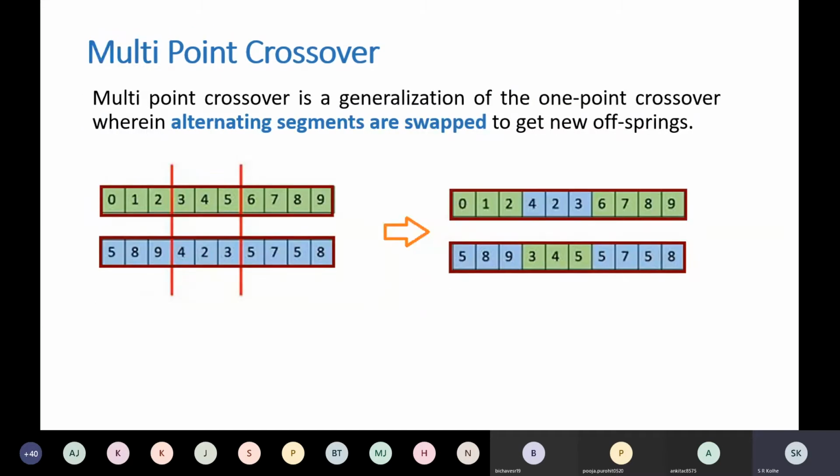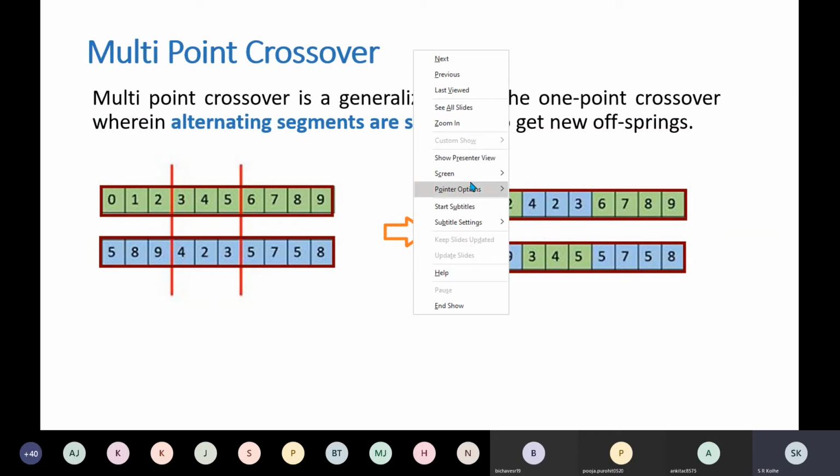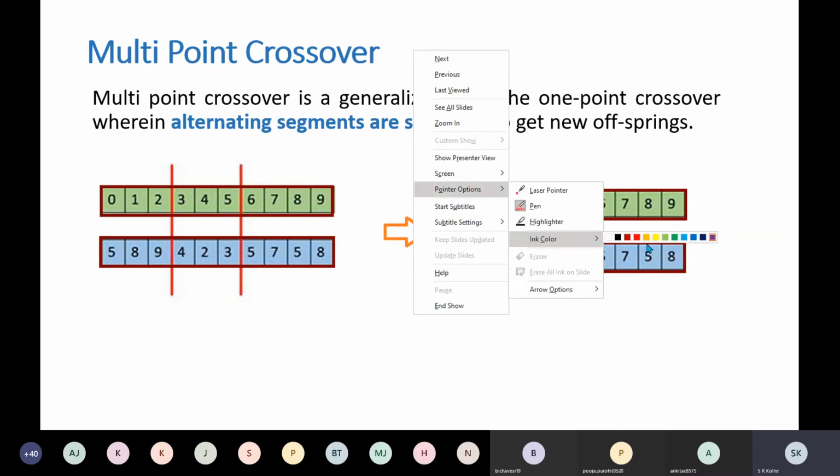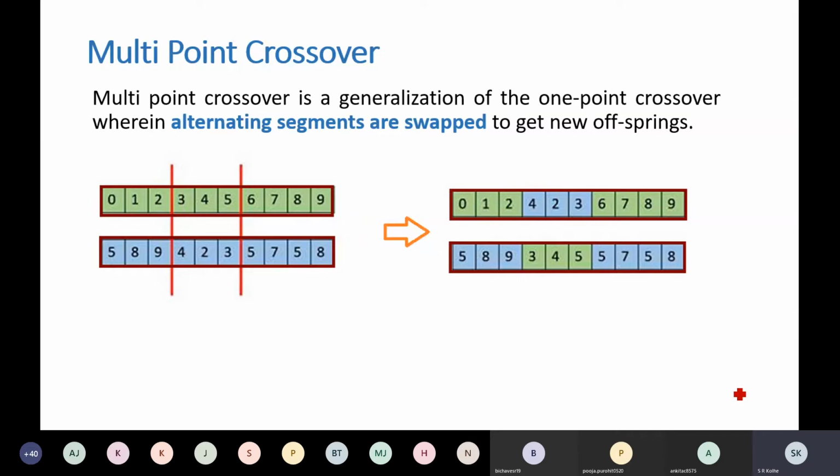You can have multi-point crossover. So instead of, as name suggests, one crossover point, we will have two crossover points. So it's a generalization of one point crossover where alternating segments are swapped. Remember this. Here alternating segments are swapped to get the new offspring. Consider this example again. Suppose we have parent chromosome P1, parent chromosome P2. This is offspring 1 and this one is offspring 2.